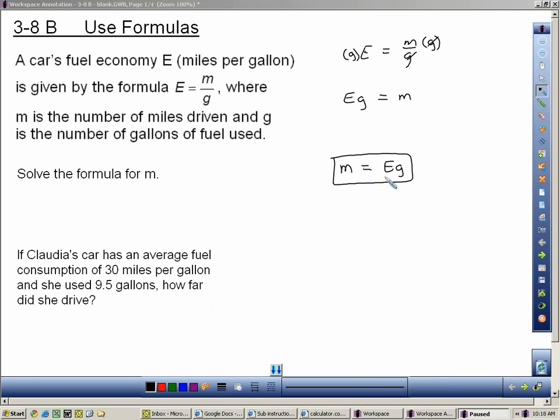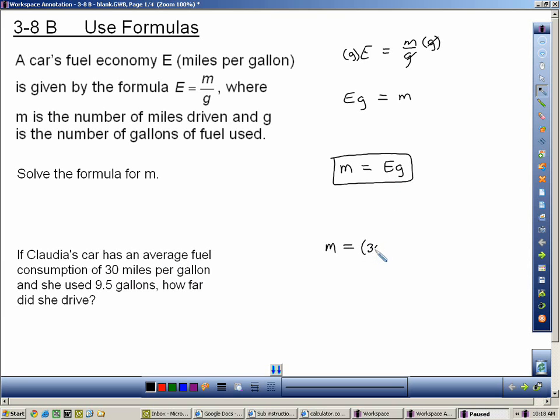Now I'm going to use that formula to answer the question down here. It says if Claudia's car has an average fuel consumption of 30 miles per gallon, she uses 9.5 gallons, how far did she drive? Well, M is miles driven, so that's the part that we do not know, and that's why we isolated it, because that's what we didn't know. We're told the fuel consumption is 30 miles per gallon. That's going to be my capital E.